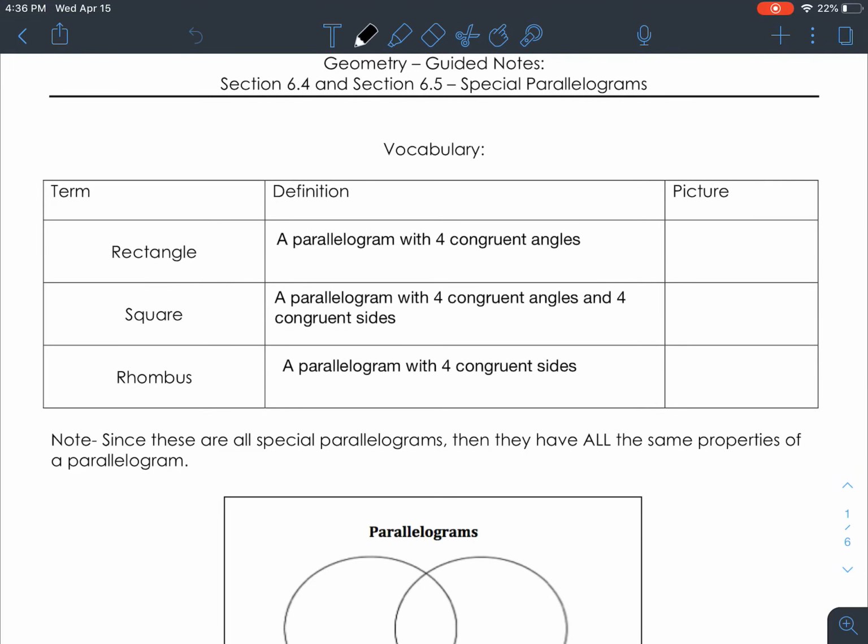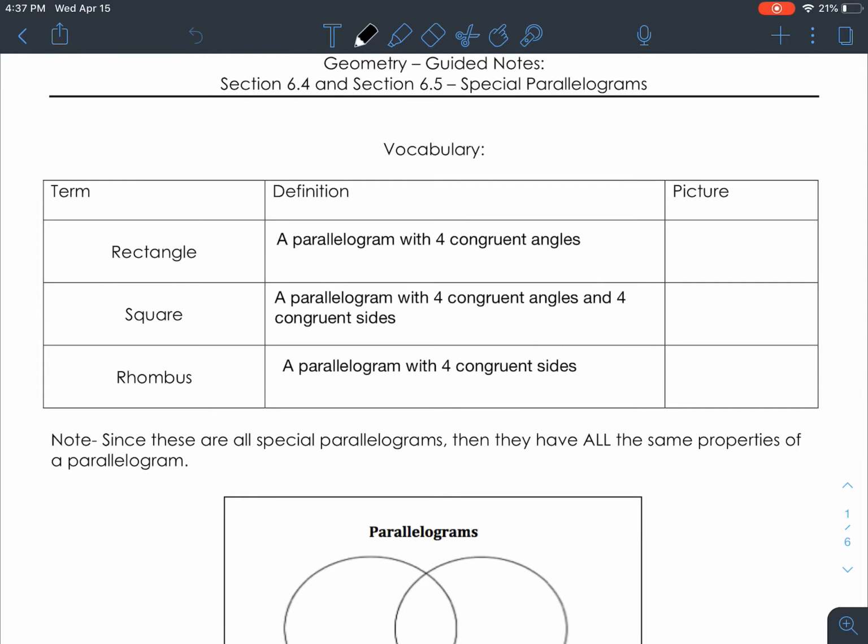Okay, guys, so we are combining section 6.4 and 6.5 into this set of notes because what we're looking at now are special parallelograms. These are parallelograms that have additional properties outside of the 7 that we already talked about in section 6.2. The 3 that we're talking about today, rectangles, squares, and rhombi, are all parallelograms. Because they're parallelograms, they still have those 7 properties we talked about: the opposite parallel sides, opposite congruent sides, opposite congruent angles, but they just have more special properties.